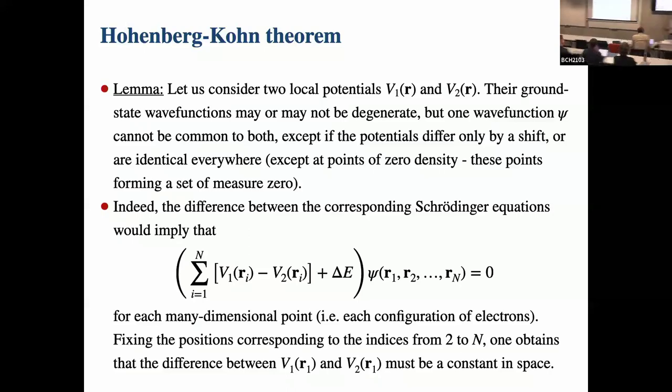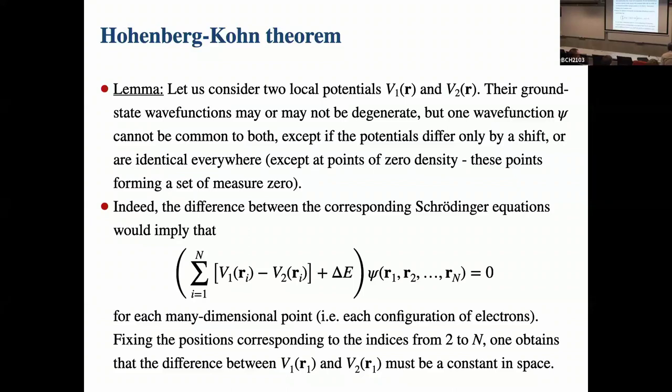Okay? So that means that in practice, if you fix the positions for all the indices but one, so from 2 to n, then you obtain that the difference V1 of the remaining variable r1 and V2 at the same r1 must be a constant in space because the wave function is not zero. Okay. That's the lemma. So if you have two different potentials that differ by more than a constant, they cannot have the same wave function as their ground state. Okay. Don't hesitate to interrupt me if there is any question.